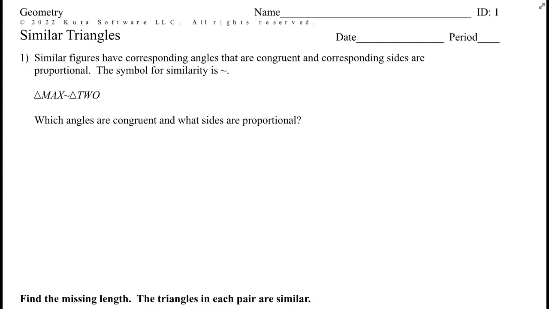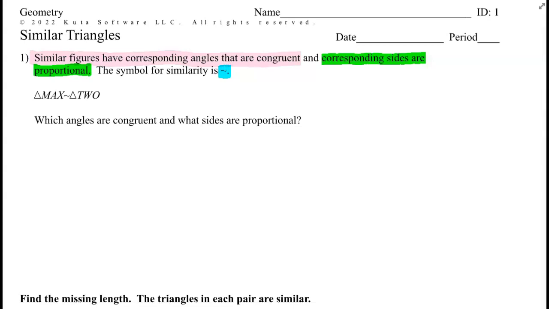Hello geometry students. Today's goal is to talk about similar figures, in particular similar triangles. In the last unit we talked about congruent triangles, and congruent triangles had 3 congruent angles and 3 congruent sides. In contrast, similar figures have corresponding angles that are congruent and corresponding sides are proportional, so that is different. And the symbol for similarity is the tilde that I just highlighted in blue.